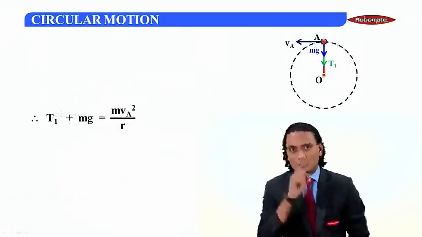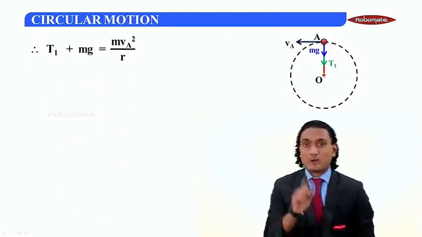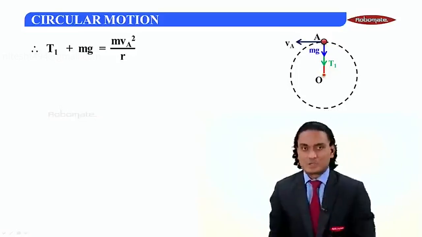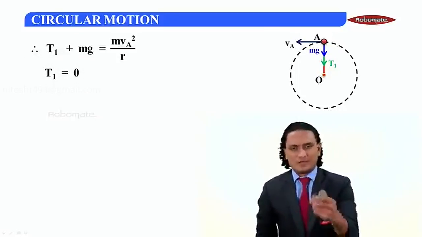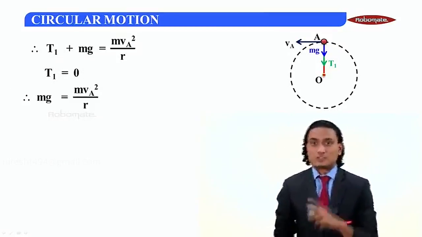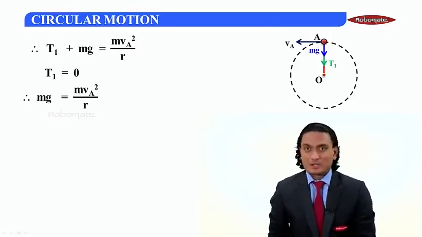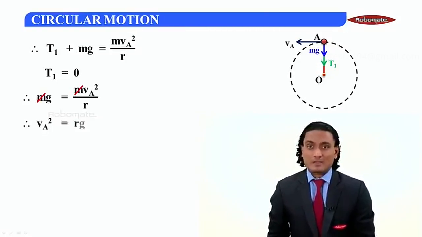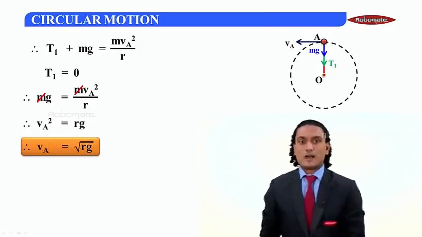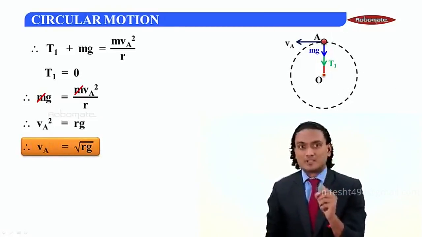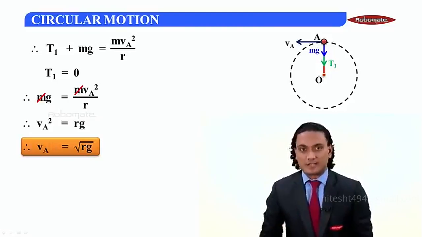Alright, keep this in your mind. Now the object is at point A, the topmost point, and the object is having minimum velocity. Just now we saw at minimum velocity, tension becomes zero, it vanishes. Then the centripetal force is provided by weight. Now I can cancel out m. What I will get? I will get VA square is equal to rg. So VA is root of rg. So this is the minimum velocity of the object at the topmost point A.